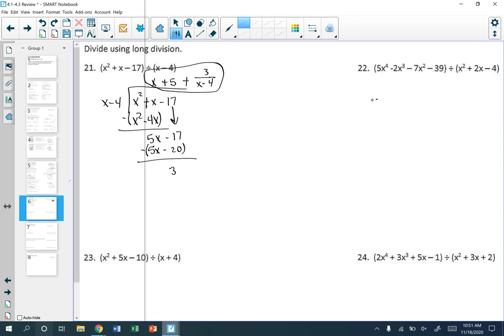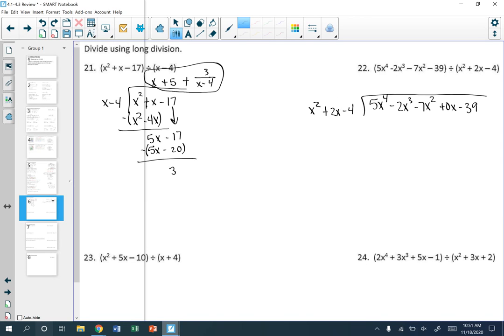22, we have 5x to the 4th minus 2x to the 3rd minus 7x squared. And then don't forget, we need a placeholder since we don't have an x term. So I'm just going to go ahead and do 0x minus 39 divided by x squared plus 2x minus 4.